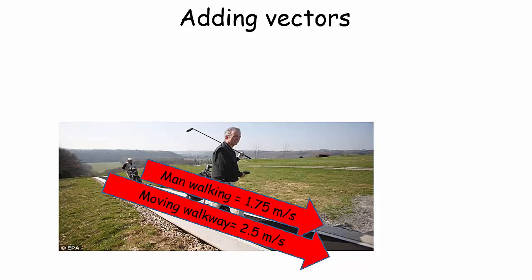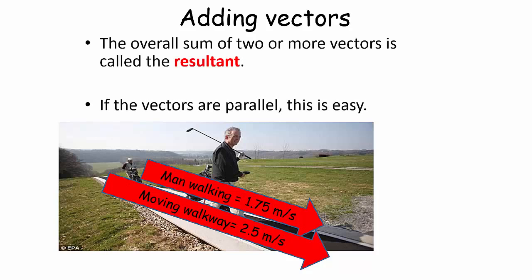To add vectors that are parallel to each other, all we do is add them together. So, what do you get if you add these two vectors together? 1.75 plus 2.5 meters per second gives us an answer of 4.25 meters per second. This is how fast the person would seem to be moving past you. We said that both of these vectors were right, so the resultant vector would be 4.25 meters per second to the right.